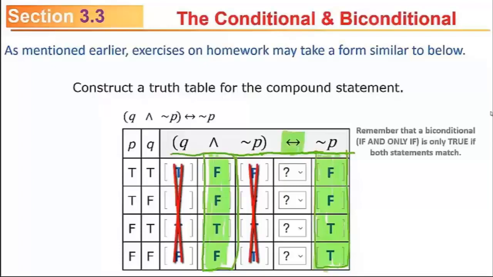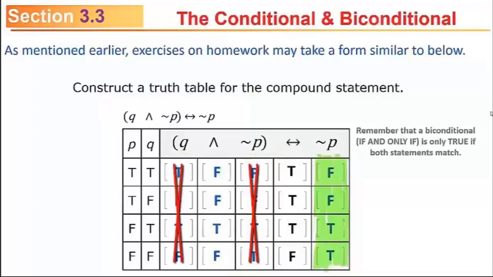And remember, for an if and only if, a biconditional, it's only true if they both match. You notice the very first case, they're both false. That's a match, so it's true. Second, both false, they match, that's true. The third one, both true, they match. The fourth case, false and true, they don't match. So the only false is the very last row. The others are true.